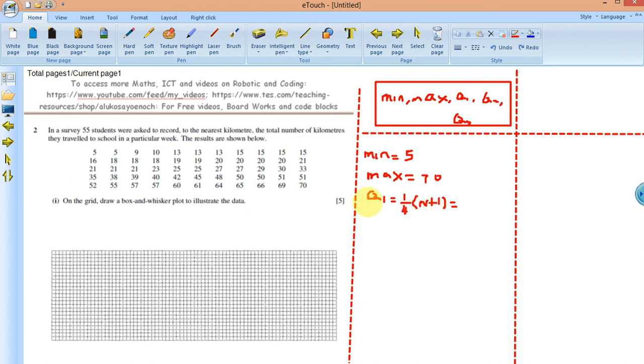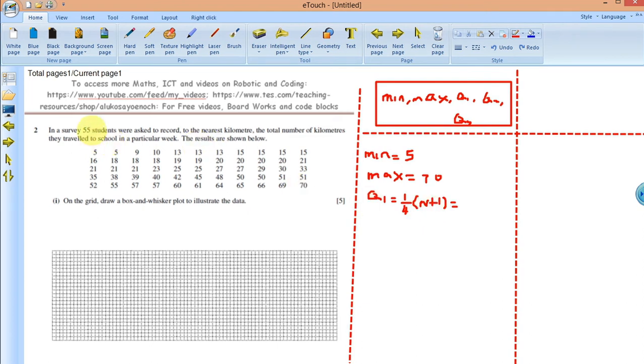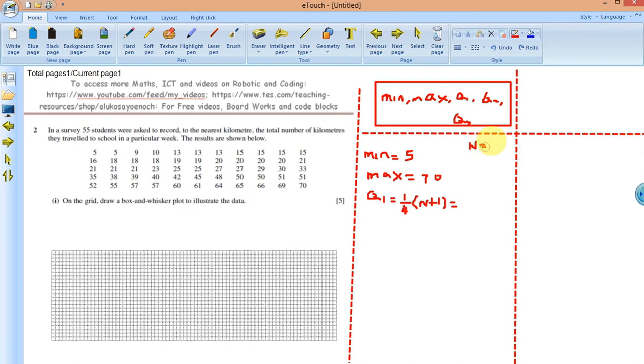Now this observation is 55, so 55 plus 1 will be 56. So 1 over 4 into 56, guys. Don't forget, let me just write n equals 55, so I'll just replace n with 55. Don't forget, these are not the actual values, they are just the positions.